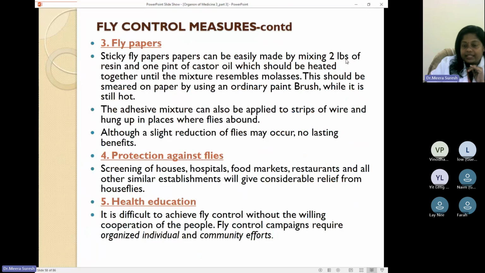and that is made by mixing 2 pounds of resin and 1 pint of castor oil, which should be heated together until the mixture resembles molasses. This should be smeared on paper using an ordinary paintbrush while it is still hot. The adhesive mixture can also be applied to strips of wire and hung up in places where flies abound. Although a slight reduction of flies may occur, there are no lasting benefits.